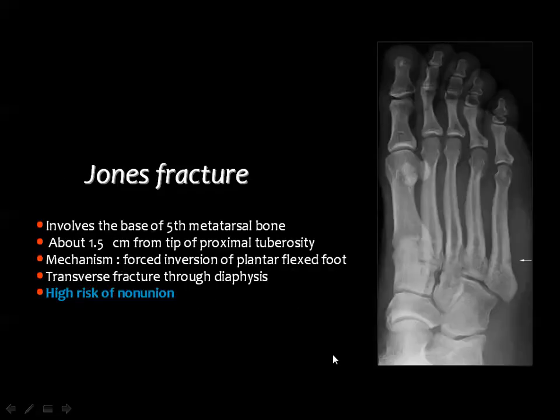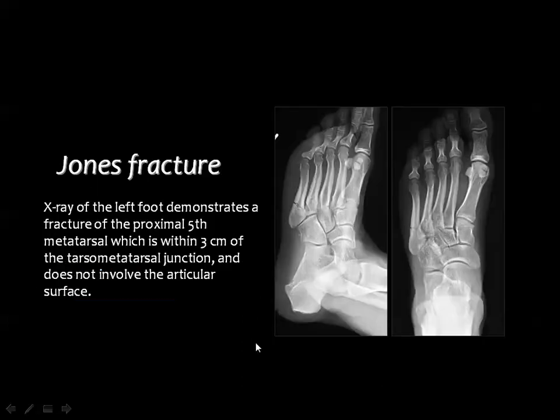Then this fracture is of a little bit bad prognosis with high risk of non-union. It is located above the site of the Jones fracture and above the site of the avulsion fracture of the metatarsal bone. Simply, if you see this, which looks like a triangle, if you draw a line like this to form a triangle, then this is the site of the avulsion injury. Above this triangle, the fracture is known as Jones fracture.